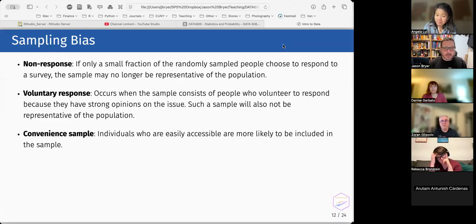So that's a voluntary response, and that represents a response bias. Lastly is convenience sample, which is like, I might want to do a study and I'm just going to ask all of you in this class to do it because you're here, you're convenient, right? And so what does that say about my population? I could say something about maybe SPS students in data science, but can I say something about all students in the United States? Probably not, right?